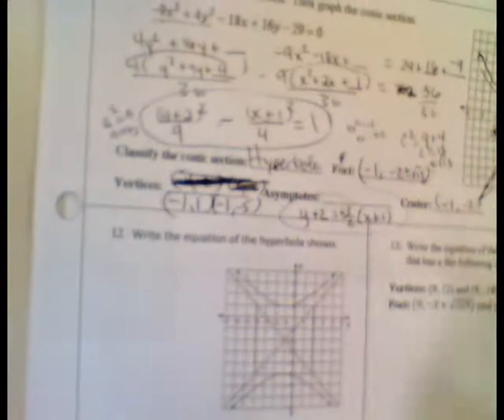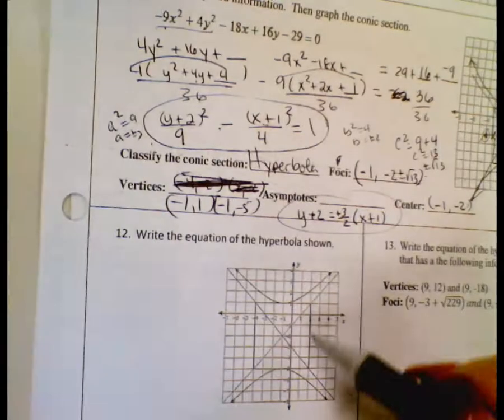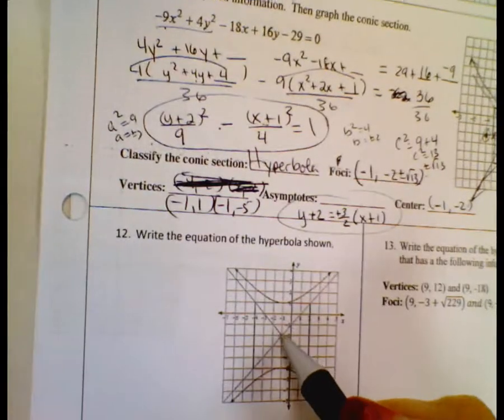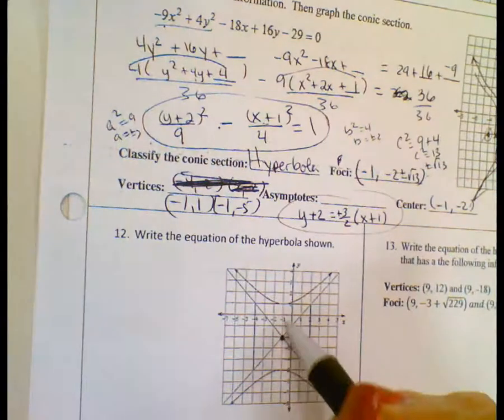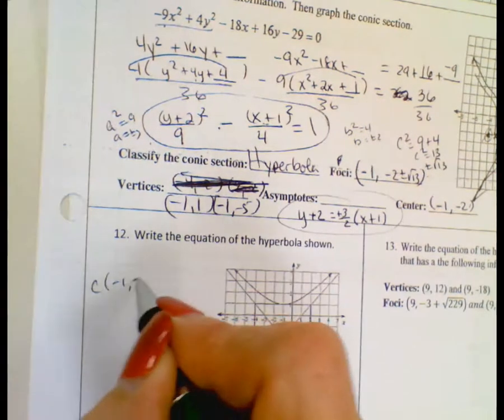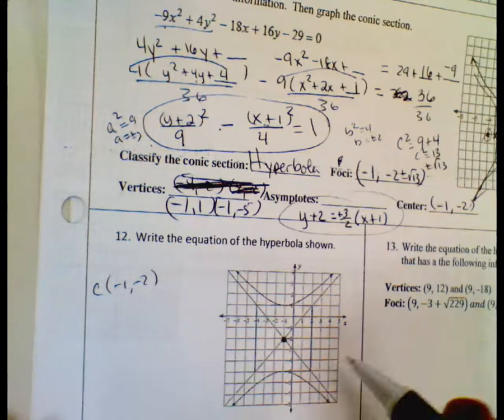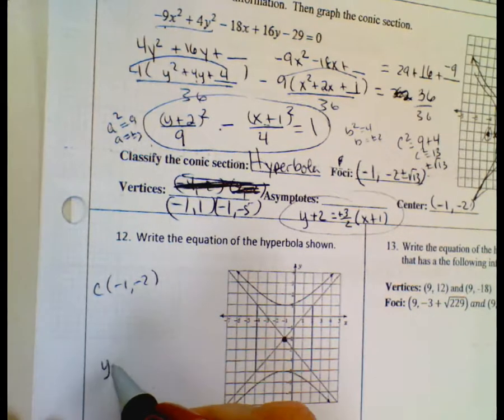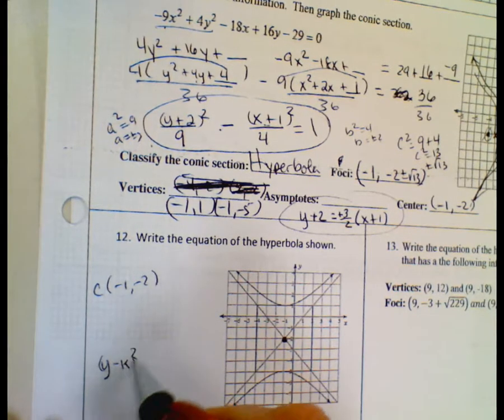Write the equation of the hyperbola center. So you can see the box right here, right? So in that middle of the box is the center. This is your center right here. That is -1, -2. That's an important number. Okay, it's going up and down. So you're going to have this type.